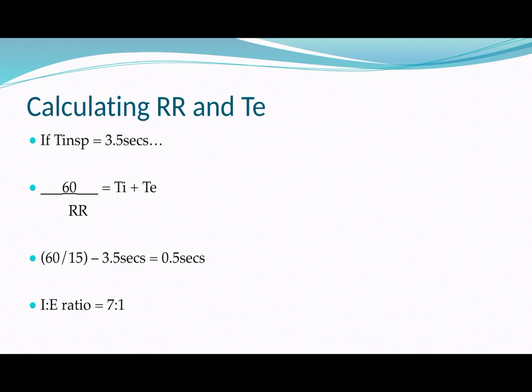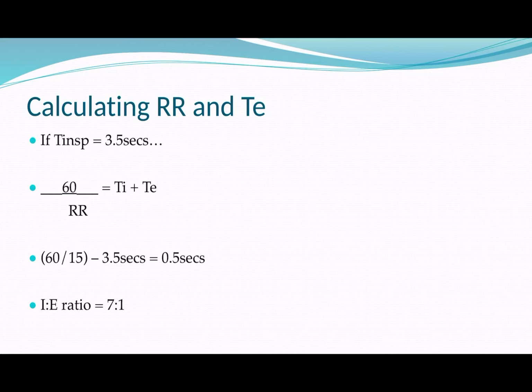If you rearrange that equation, you have 60 breaths per minute, you know that your TI is 3.5 seconds, and you know that you want an expired time of 0.5 seconds, because that's what your T low was. If you rearrange that, you get a respiratory rate of 15. Therefore, if your respiratory rate is 15, that gives you an I to E ratio of 7 to 1. 3.5 to 0.5 is a 7 to 1 IE ratio.